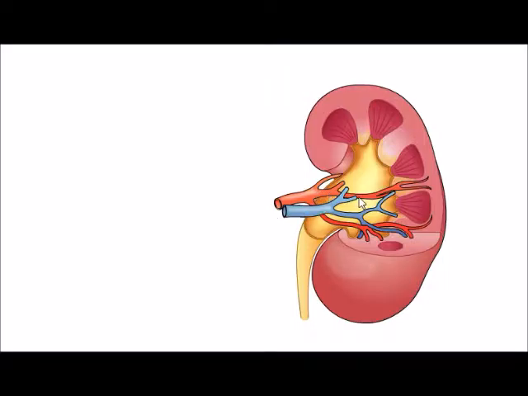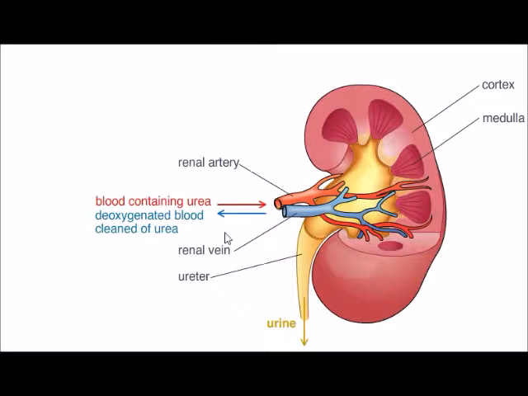The blood from the renal arteries goes into the cortex and feeds into nephrons, which lead into the medulla, and the waste product is collected by the ureter. And here we can see all of those parts labelled.